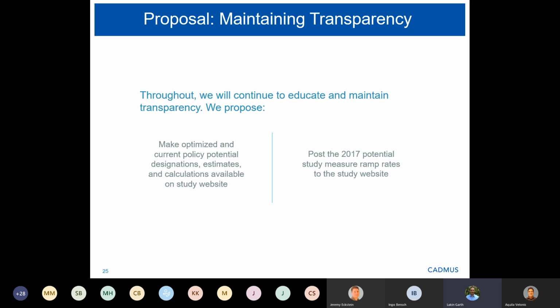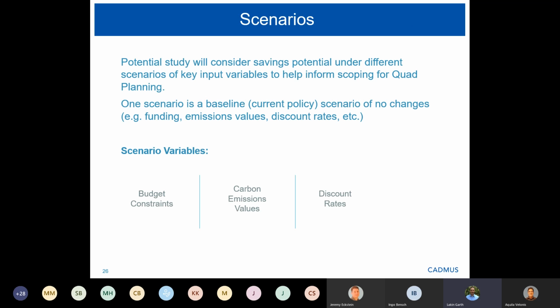And then in the near future, we're going to go ahead and post the 2017 potential study ramp rates to the study website. They were available as part of the last study, but the intent here is to provide more data and more information, and really highlight some of the critical assumptions that were made for some of the highest savings measures, so that folks who are interested can become more familiar with that process and those data sets.